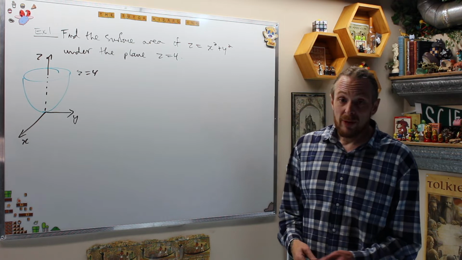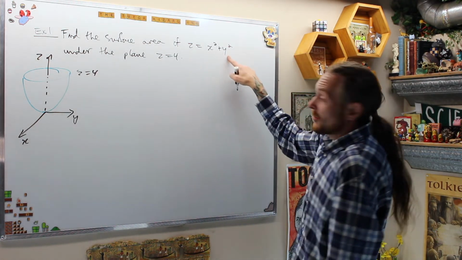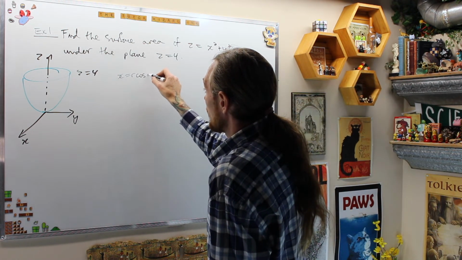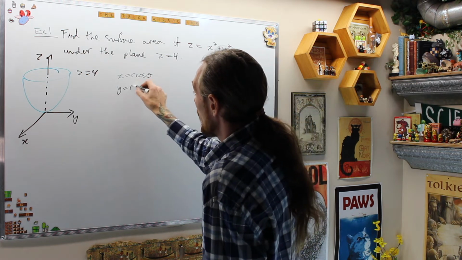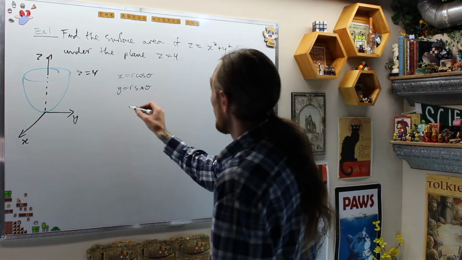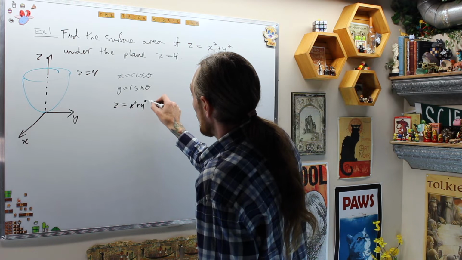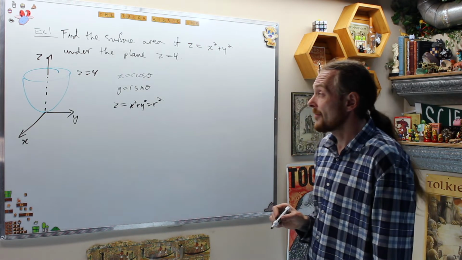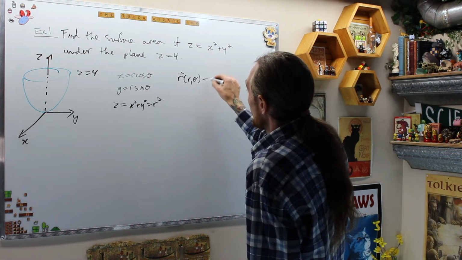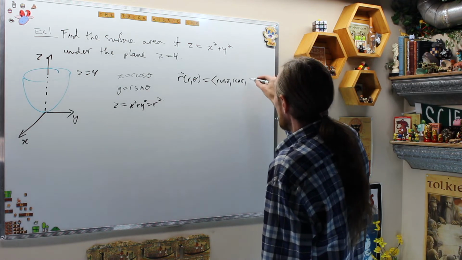And so what we're going to do is parameterize this. First of all, because we have x squared plus y squared, I'm going to let x equal r cos theta and y equal r sine theta. And then what that means is z is going to equal x squared plus y squared, which is r squared. Then I have my parameterization. R of r, theta is going to equal r cos theta, r sine theta, r squared.